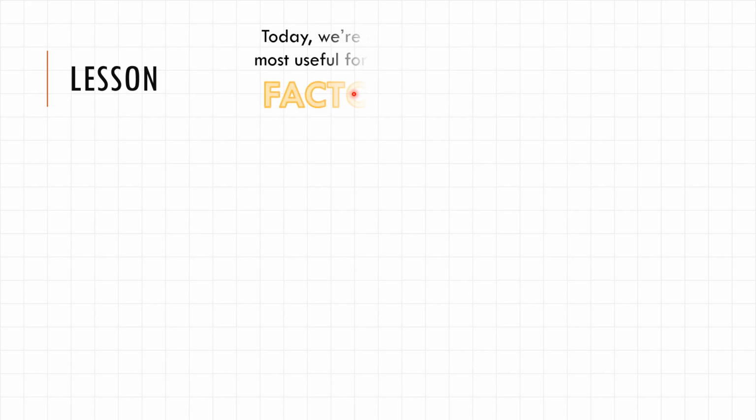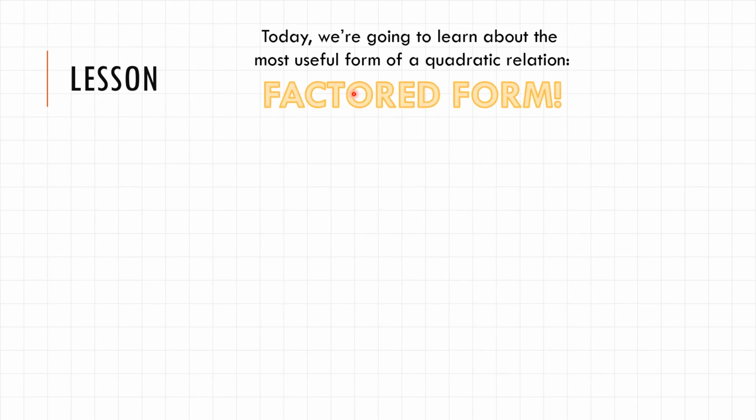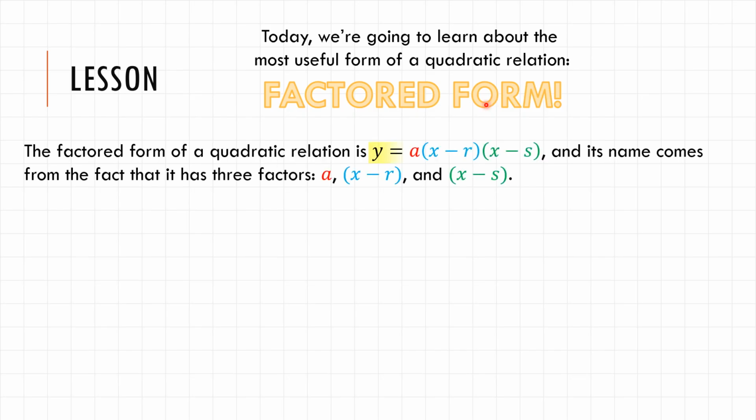And in doing so, we're going to learn about the most useful form of a quadratic relation, factored form. You may know already that the factored form of a quadratic relation looks like this: y equals a times (x minus r) times (x minus s). And its name, of course, comes from the fact that there are three factors here. There is a, multiplied by the second factor, which is x minus r. That's why it's in brackets. And the third factor is x minus s.